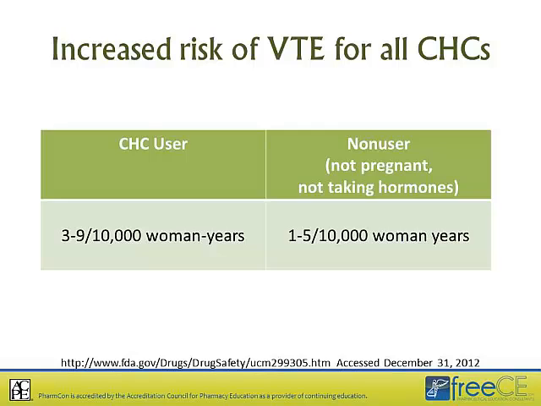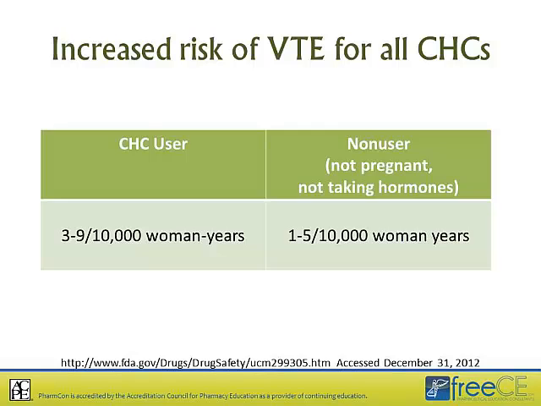We can see that for CHC users, approximately 3 to 9 women per 10,000 women years will experience a VTE. What this means is that if 10,000 women were to take a combined contraceptive for 1 year, 3 to 9 of those women would have a VTE. For 10,000 women not taking combined contraceptives for 1 year and who are also not pregnant or not taking hormones, 1 to 5 of those 10,000 women would have a VTE.